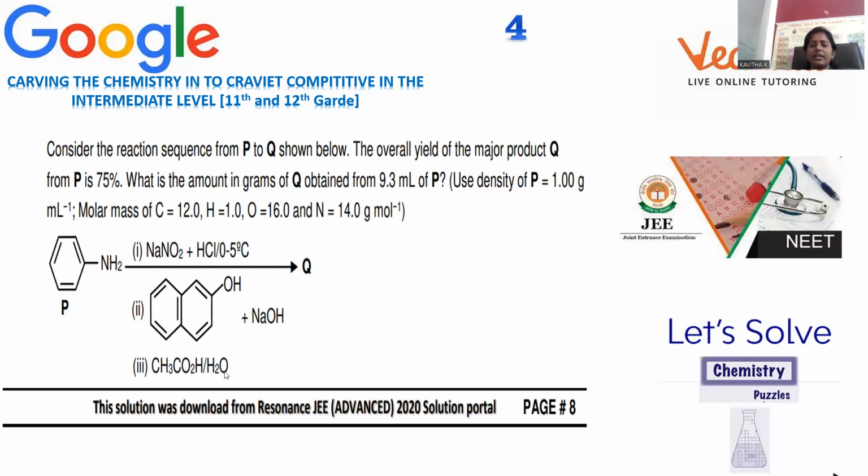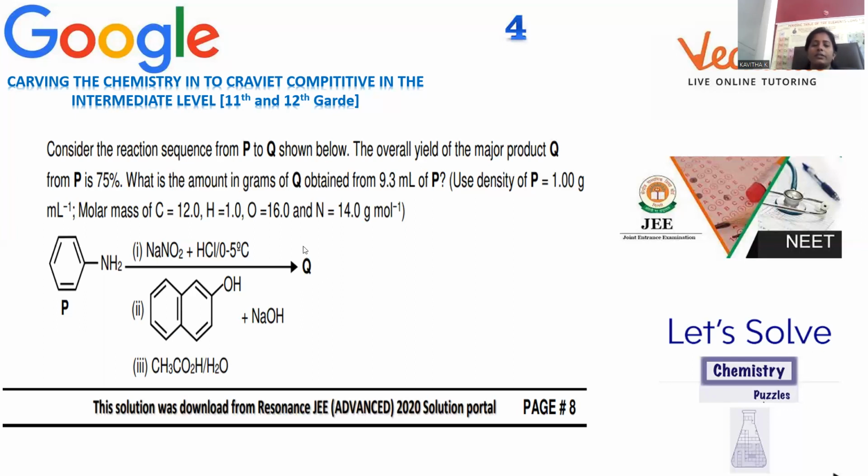That means we can say aqueous acetic acid. Acetic acid can be taken in glacial acetic acid form. Aqueous acetic acid can be taken. So here aqueous acetic acid will be added so that we can protonate. Protonation will be possible over there, right?